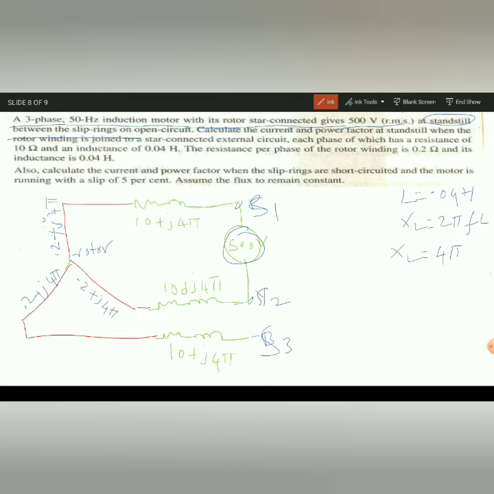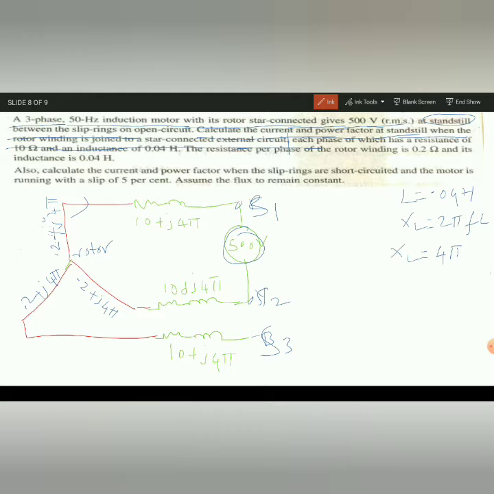Okay, now let us forget about RYB. Now calculate the current and power factor at standstill when the rotor winding is joined to a star connected external circuit. Now we have to find out the current, that is how much current will flow in the rotor.